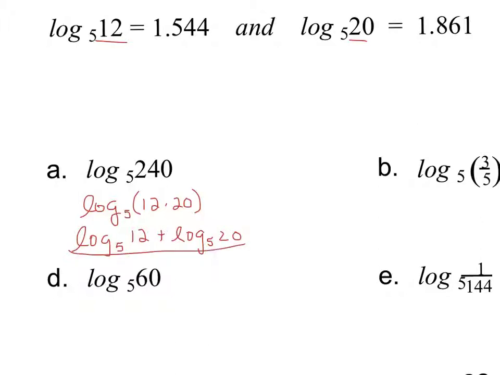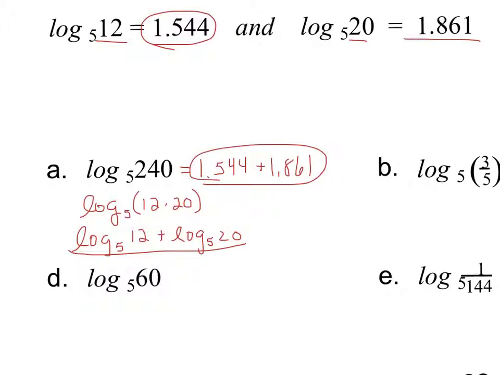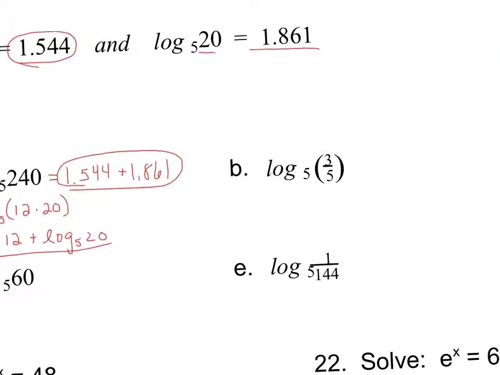Now we aren't done here. We'd then get out our calculator and look up, what's the log base 5 of 12? Well, I have it here, so that's 1.544. And I'd have to add that to the log base 5 of 20, 1.861. So your final answer is whatever that adds up to, 3.405, something like that.